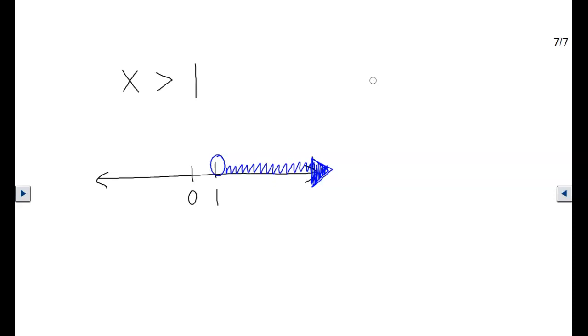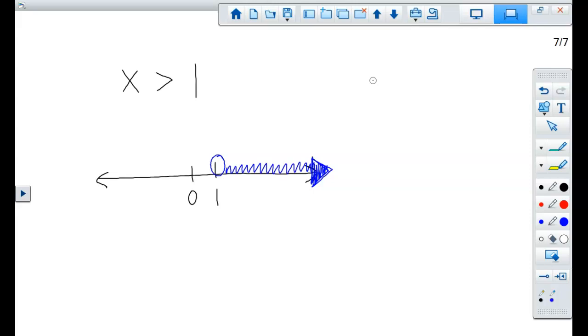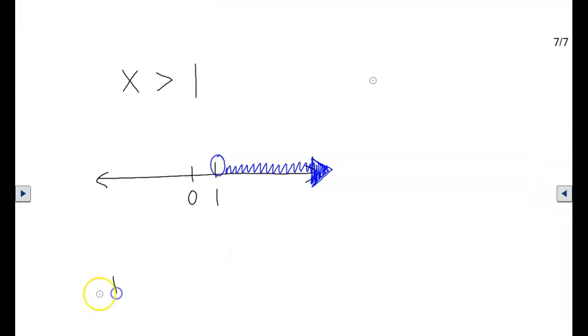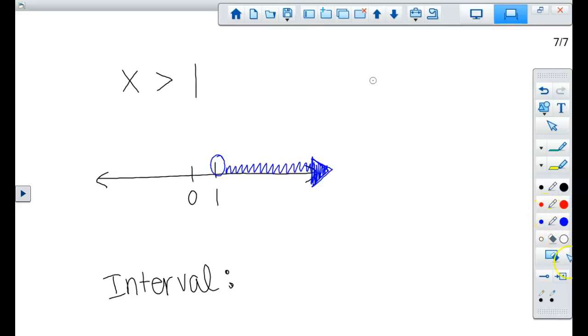Now, here is the deal with taking my inequality that I started with up here. I've now changed that to a number line. And then the final thing that I want to do with this is I want to write it as an interval. So when I get finished, this inequality, this number line, and this interval will all represent the same thing. Now, here is the thing you need to understand. When you are writing intervals, you will always need two values. And those values come from this number line that we've made.